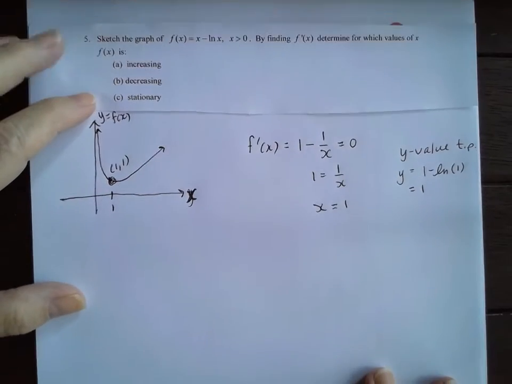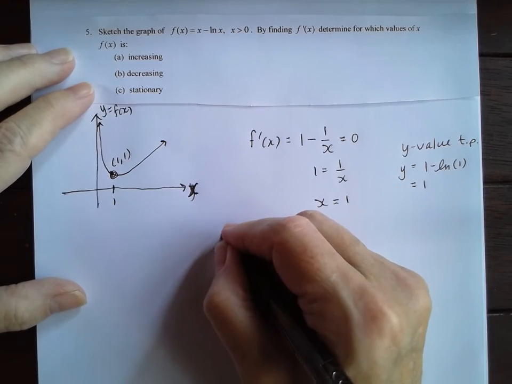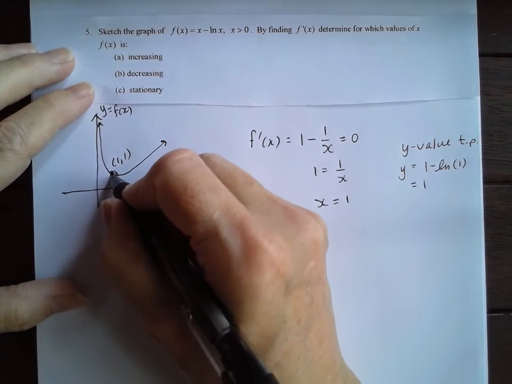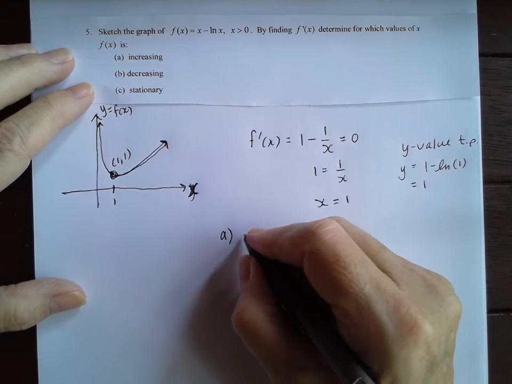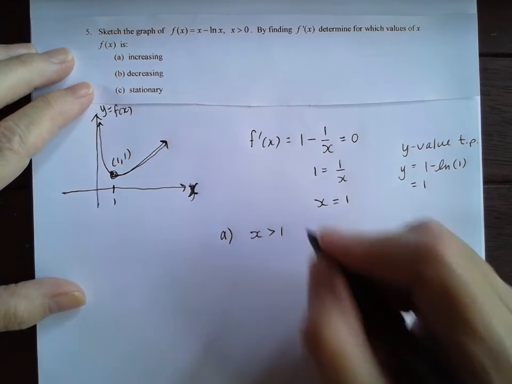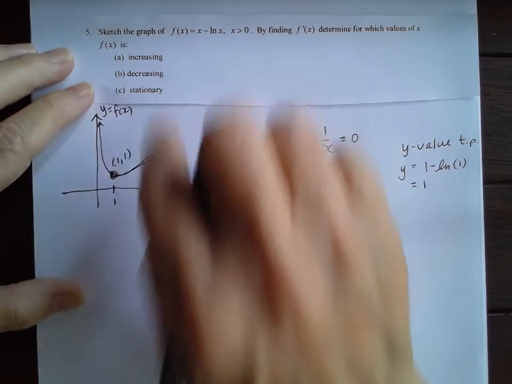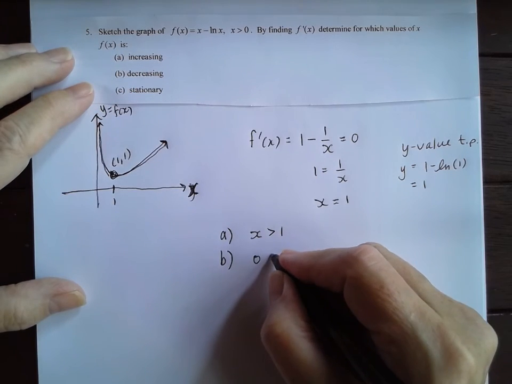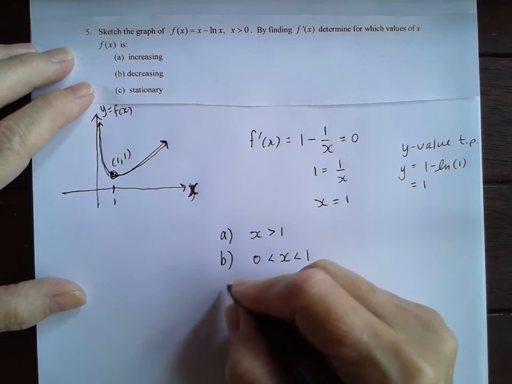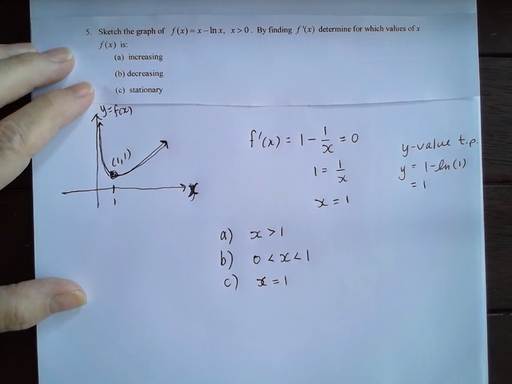All right, so let's answer the question. It says, when is it increasing? Well, the function is increasing right here after the turning point. It's going up. And so I'd say all the x's greater than 1, increasing function value. B says, when is it decreasing? Well, that's definitely here. It's going down. So x between 0 and 1. And C says, when is it stationary? Well, we found that when x is 1. So that's it. That's all you have to do for that problem. It's great.